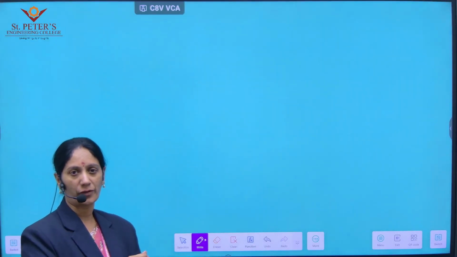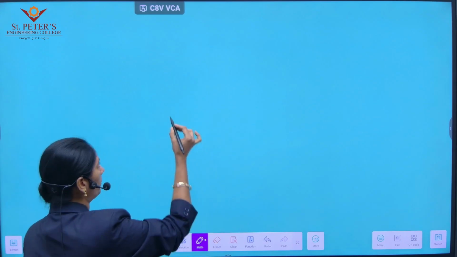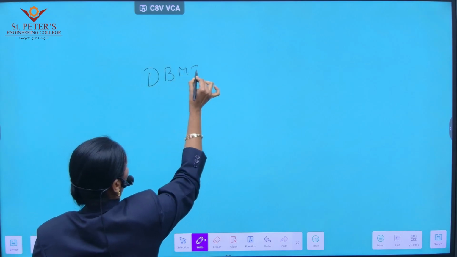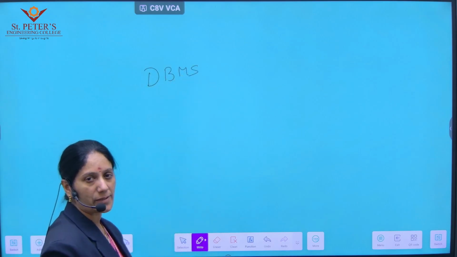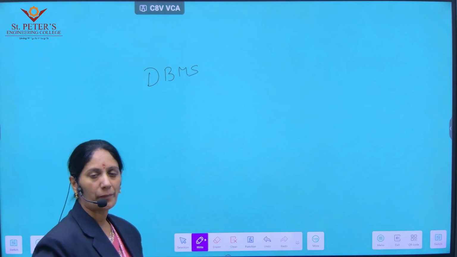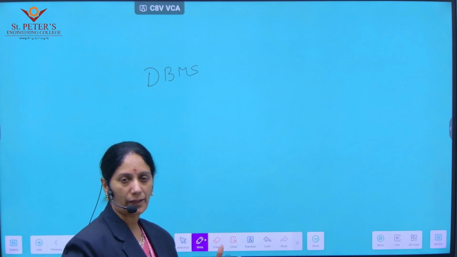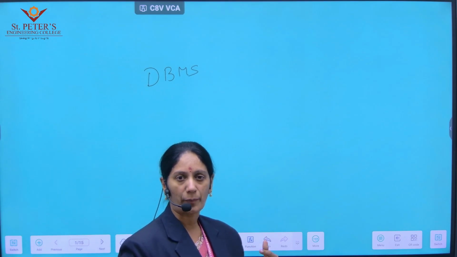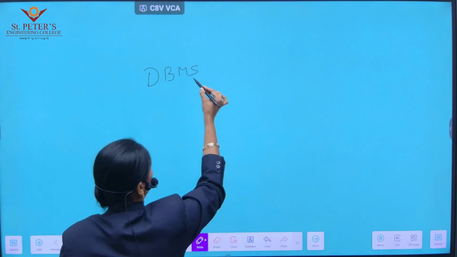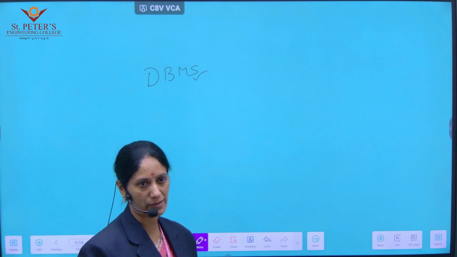Good afternoon, everyone. Today we are going to discuss the topic called DBMS. DBMS stands for Database Management System. The main purpose of the DBMS is creating the data, inserting the data, updating the data, and manipulating the data. That is the purpose we use the DBMS concept, database management system, for.